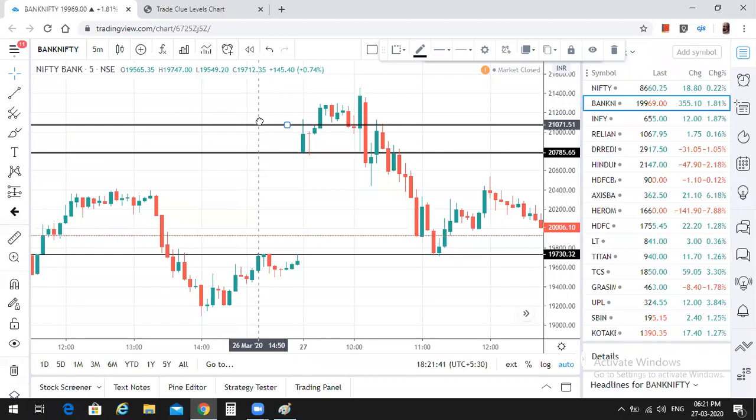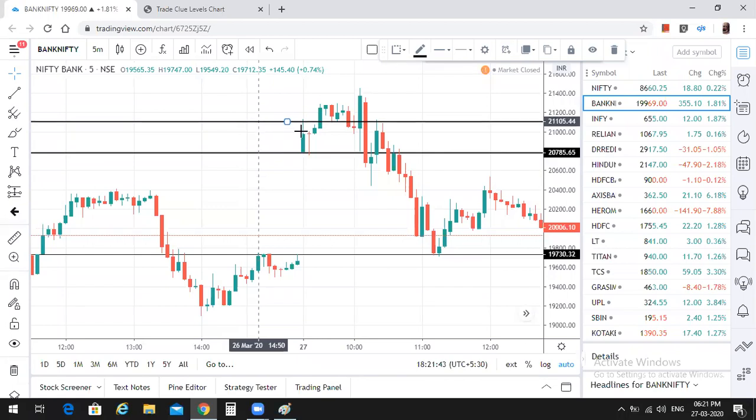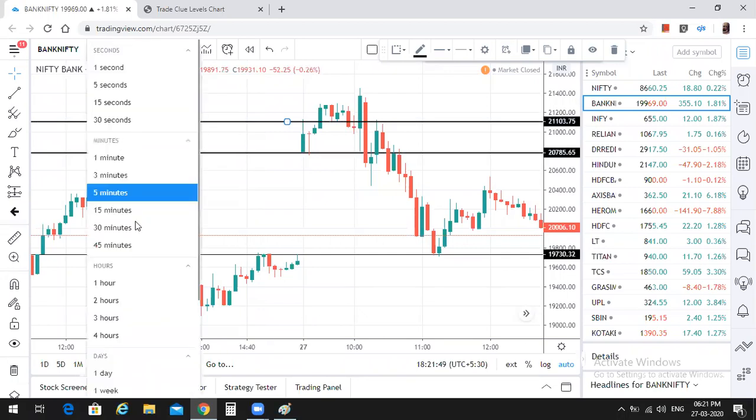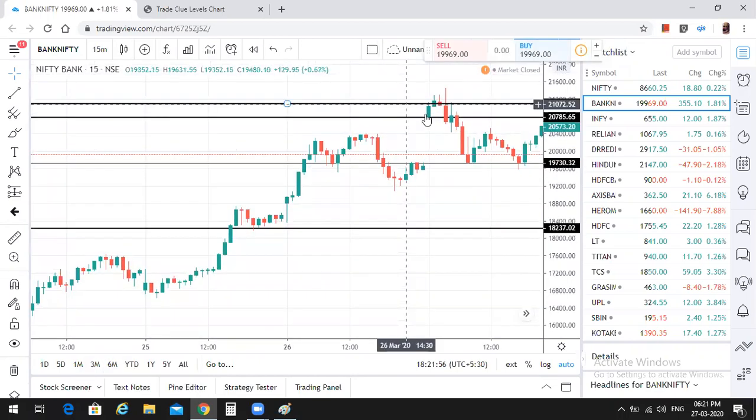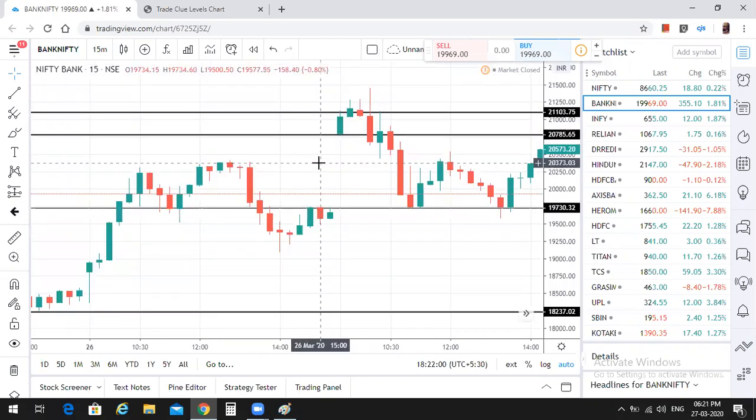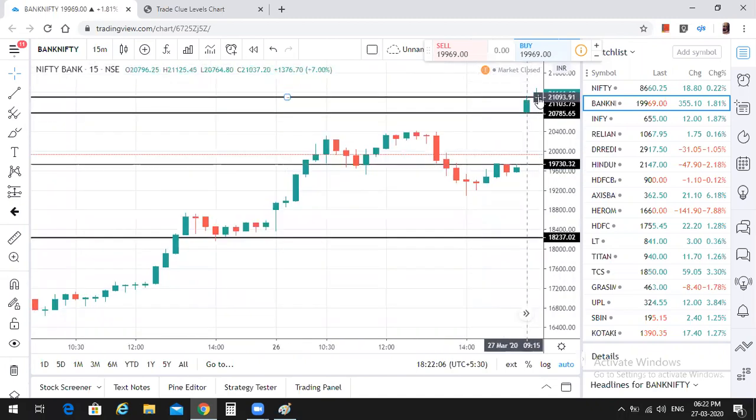Normally, if the stock is more volatile, you need to switch to a higher time frame. So for Bank Nifty, I will use 15 minutes, and for Nifty, I would use 5 minutes. So this is your 15 minute time frame. Now, let's see what has happened after the 15 minute time frame, and suddenly what happens?